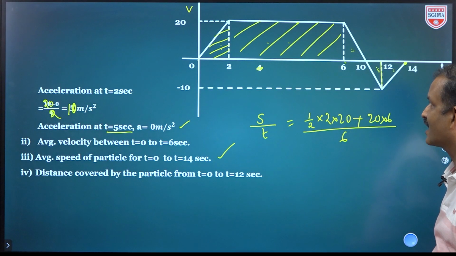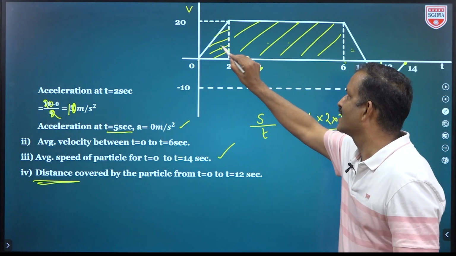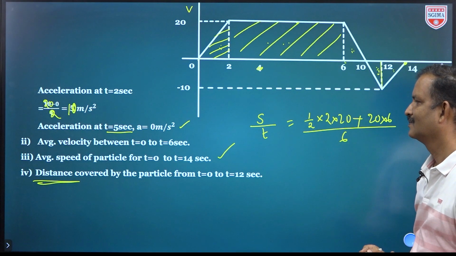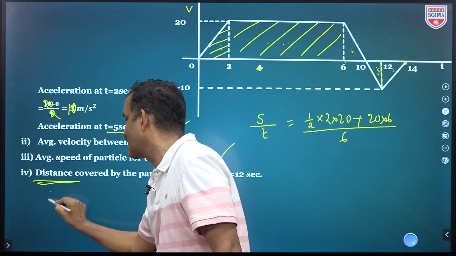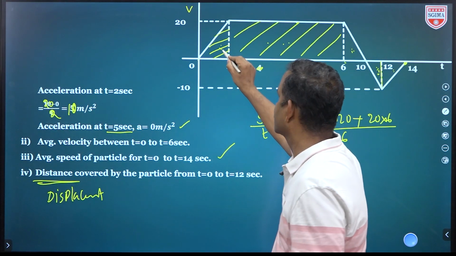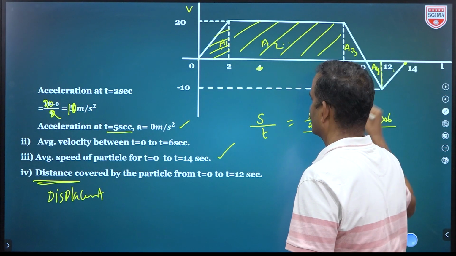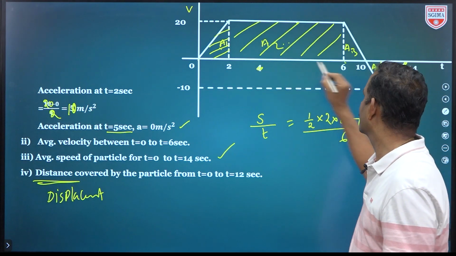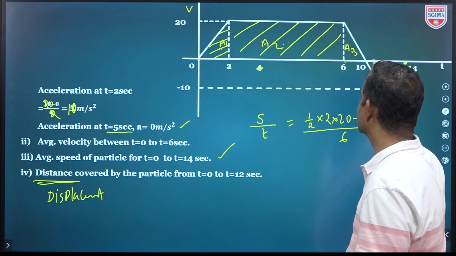Displacement, if they are asking, suppose instead of distance, if they are asking displacement, this area plus this area plus this area minus this area gives the displacement. For distance, A1 plus A2 plus A3 plus A4 you will get, but displacement up to 12 seconds, if they are asking, is A1 plus A2 plus A3 minus A4.